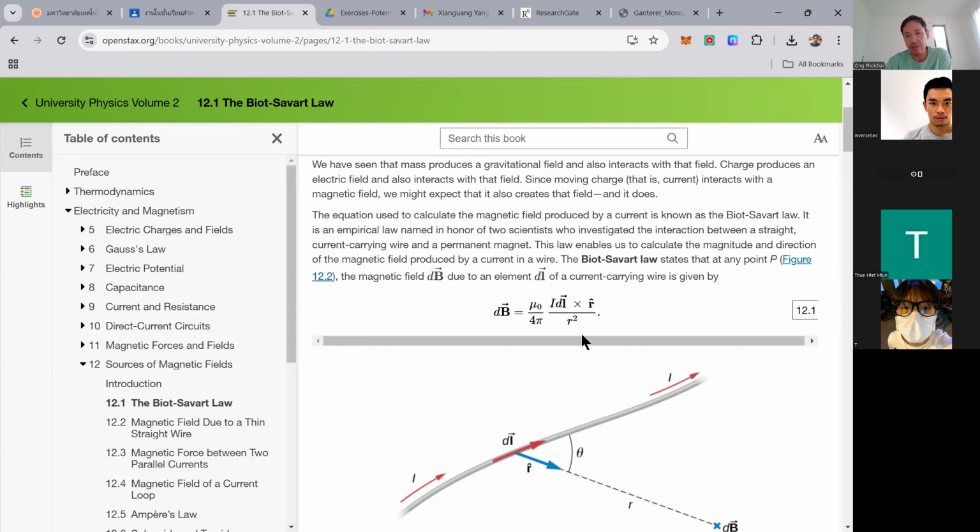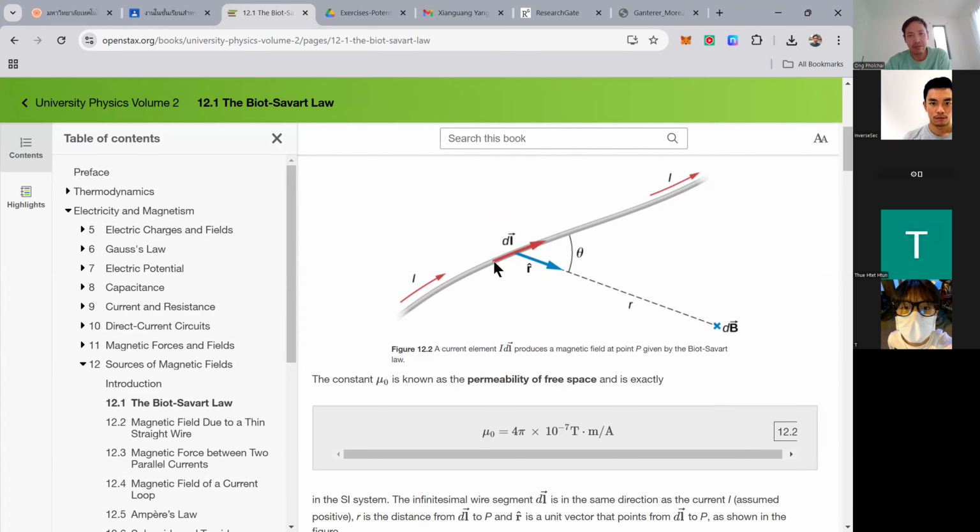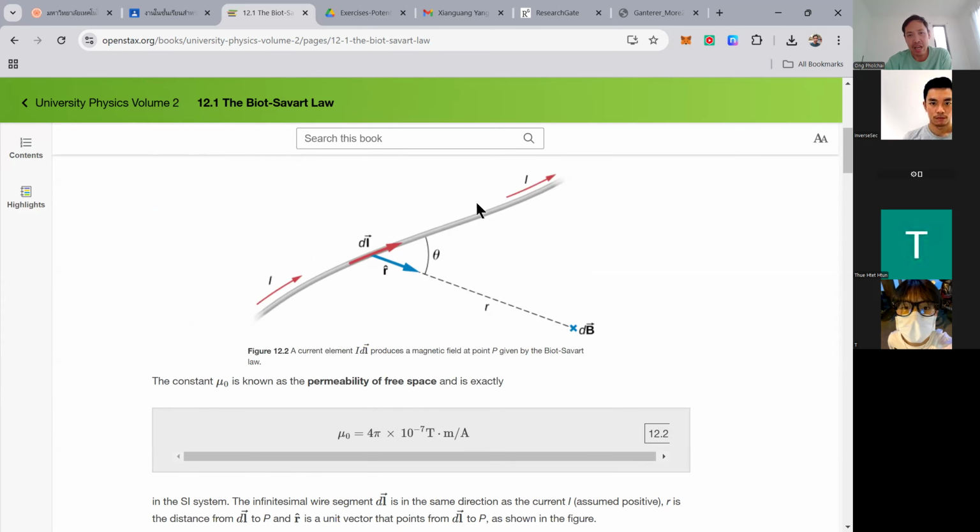Okay, this is the Biot-Savart formula. The way it works, you have this wire with some current I, and you're going to have I dL. So this is going to be your I dL. And then let's say I am interested in the field at this point P. So what I'm going to do is draw a vector from the source to the point. So it's going to be this vector r. And then the r-hat unit vector is this small one.